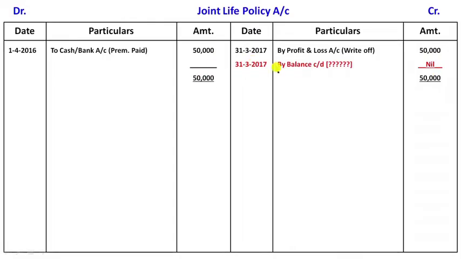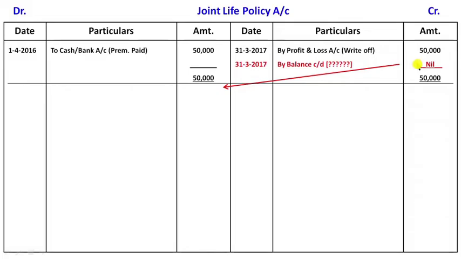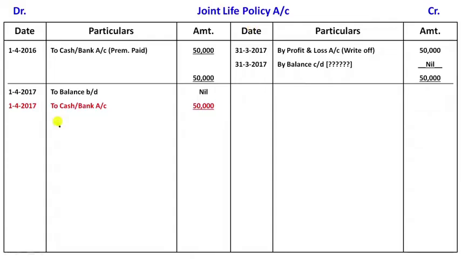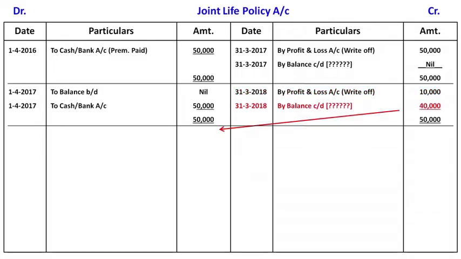Now the closing balance of March 2017 is the opening for the new year. So this nil balance will be carried forward to the next year. The closing of 31/3/2017 will be the opening of 1/4/2017. Here, nil transfer. One more time, premium paid on the debit side of joint life policy to cash and bank account, this is premium paid. On credit side, write off by profit and loss account, write off 10,000. How much was to be written off? It is 40,000. Clear?